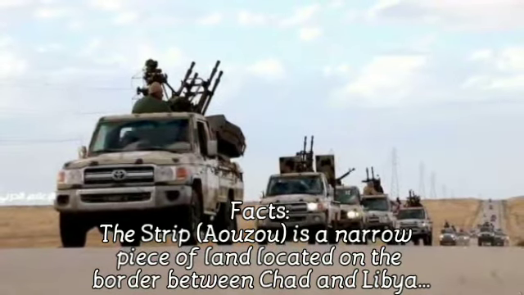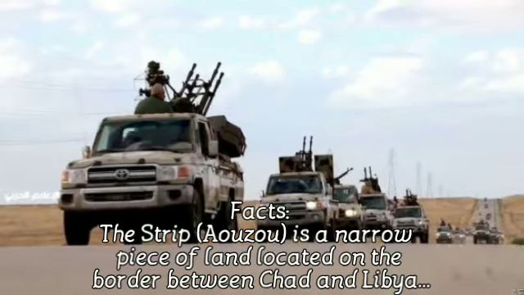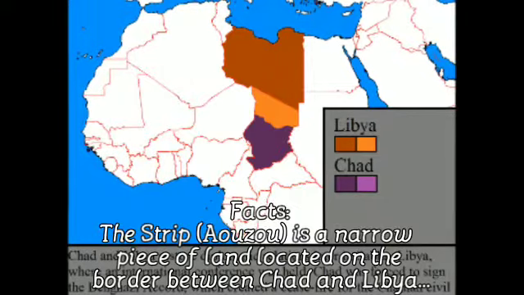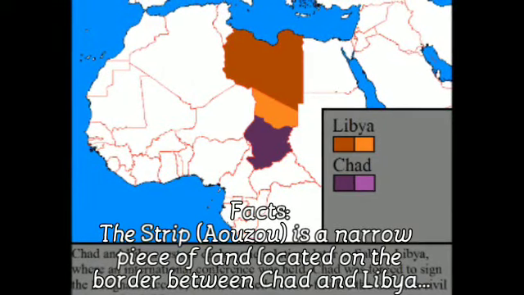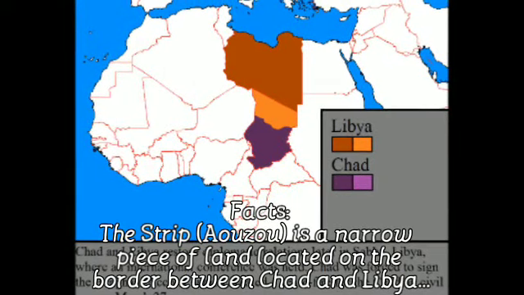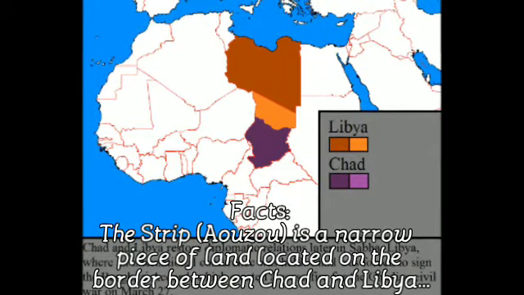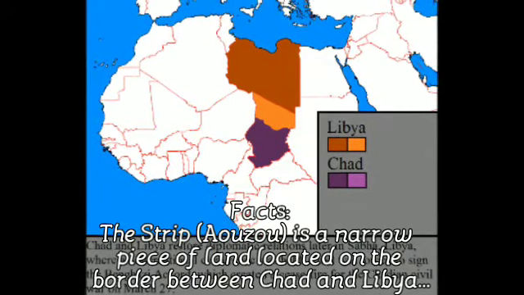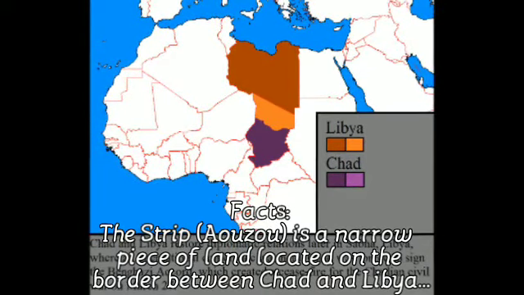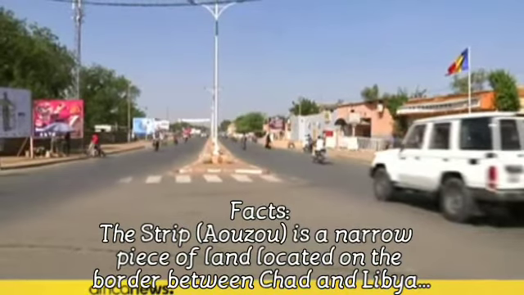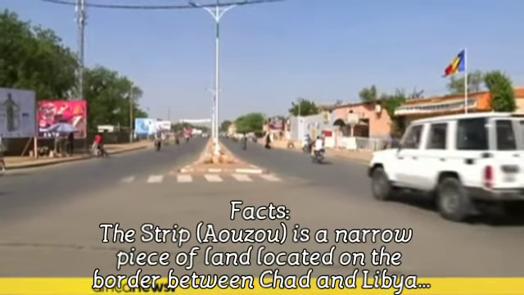Diplomatic negotiations broke down after Libya set up a military occupation of the Strip. Libya then invaded and occupied Chad, including land both inside and outside the Strip. In 1983, with Libya still occupying the Strip, the Chad government asked the United Nations Security Council to require Libya's withdrawal.